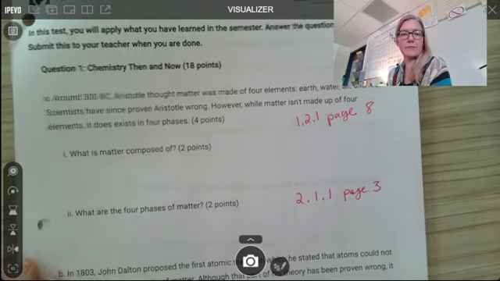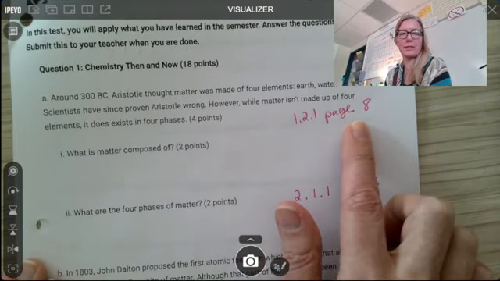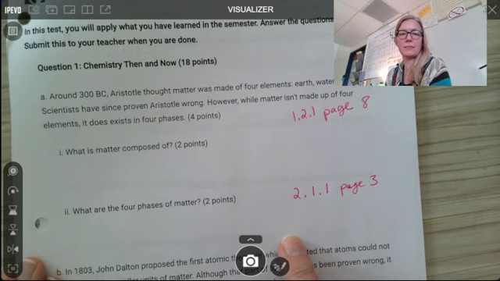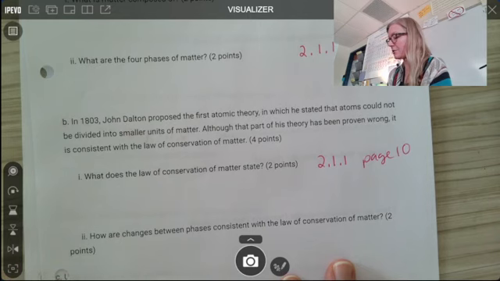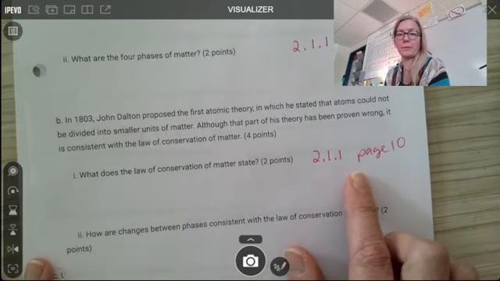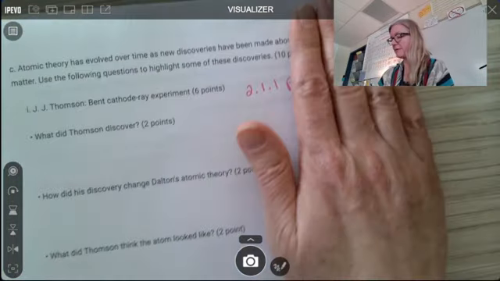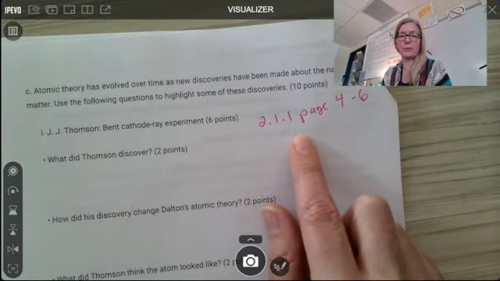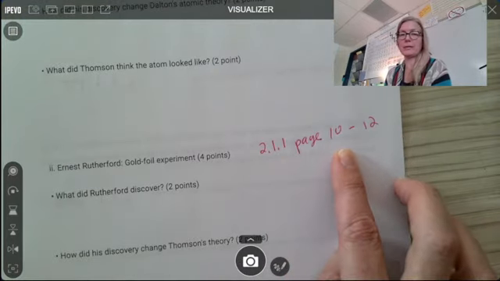All the stuff about Aristotle you can find, the first one in 1.2.1, page 8, and the second one in 2.1.1, page 3. The stuff about John Dalton and the conservation of matter was in 2.1.1, page 10. All the stuff about J.J. Thomson was 2.1.1, page 4 to 6, and Ernest Rutherford 2.1.1, page 10 to 12.